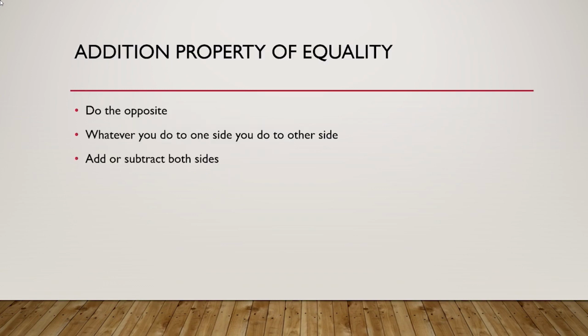All right, so now let's look at equations. So we're going to break this apart in weeks, and so we're going to first look at the addition property of equality. So first, what you want to consider is what operation you're doing, and you want to do the opposite. And something else you want to consider in general is whatever you do to one side, you do to the other side. It's like a balance. So whatever you're adding on one side, you want to put on the other side to keep balance.